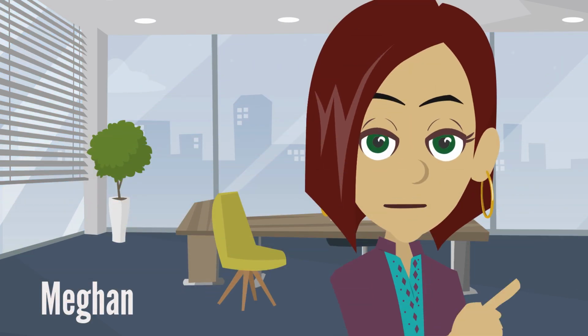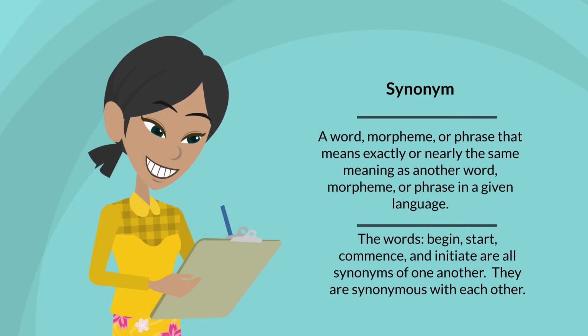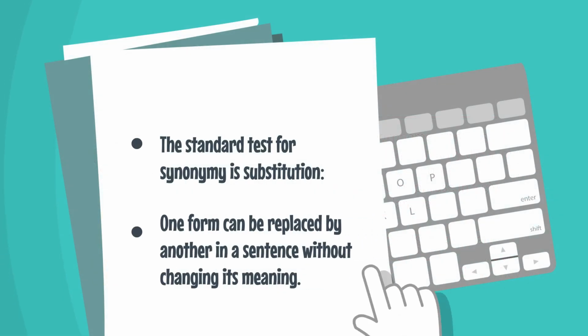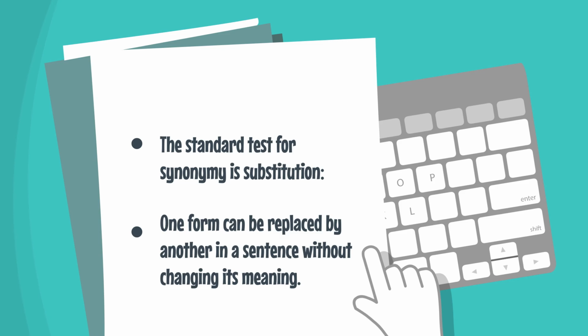Synonyms and antonyms. A synonym is a word, morpheme, or phrase that means exactly or nearly the same as another word, morpheme, or phrase in a given language. For example, the words begin, start, commence, and initiate are all synonyms of one another. They are synonymous with each other. The standard test for synonymy is substitution. One form can be replaced by another in a sentence without changing its meaning.